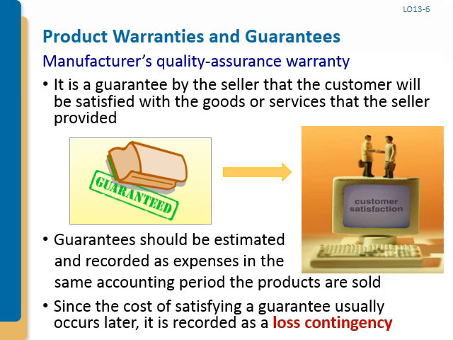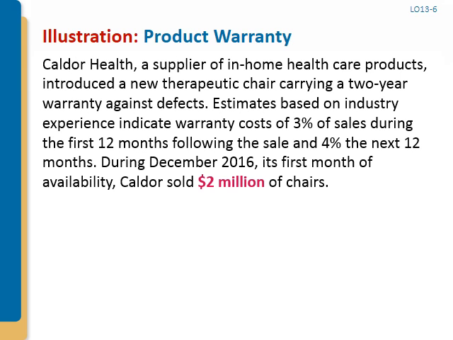The challenge is that much of the cost of satisfying a guarantee usually occurs later, sometimes years later. This is a loss contingency. There may be a future sacrifice of economic benefits, the cost of satisfying the guarantee, due to an existing circumstance: the guaranteed products have been sold. That depends on an uncertain future event, a customer claim. This illustration demonstrates the accrual of the contingent liability for warranties in the reporting period in which the product under warranty is sold.